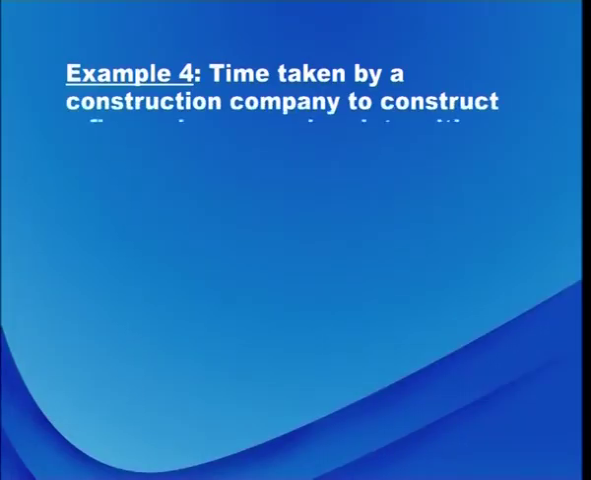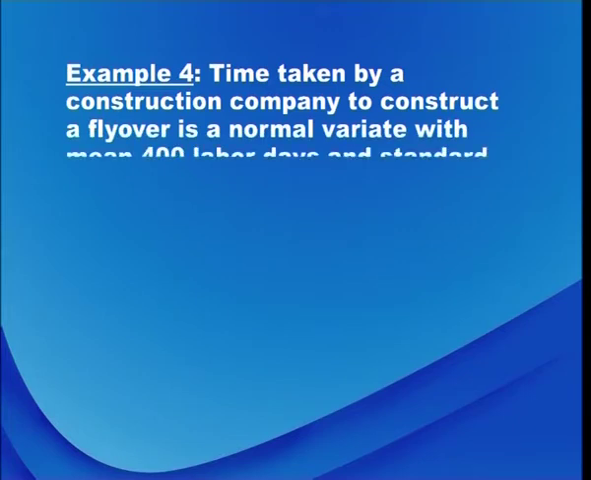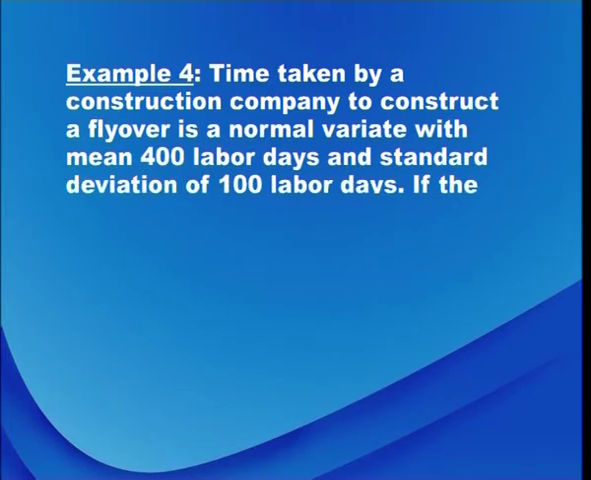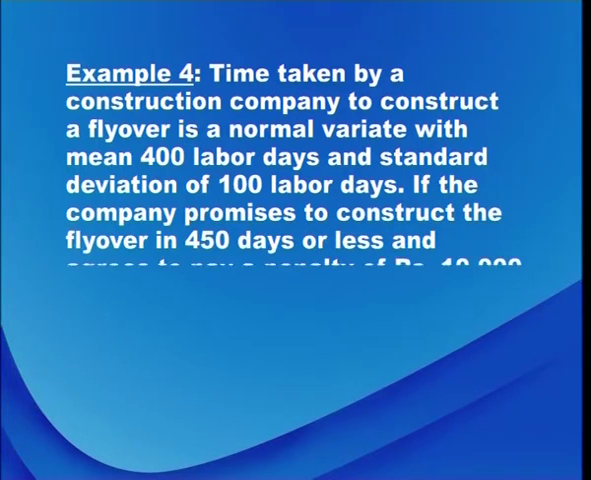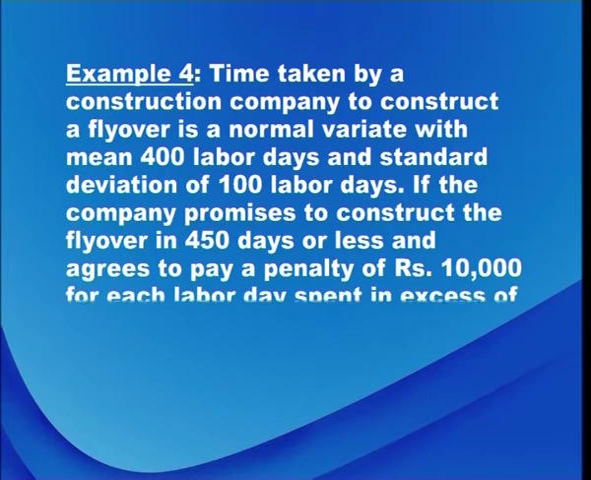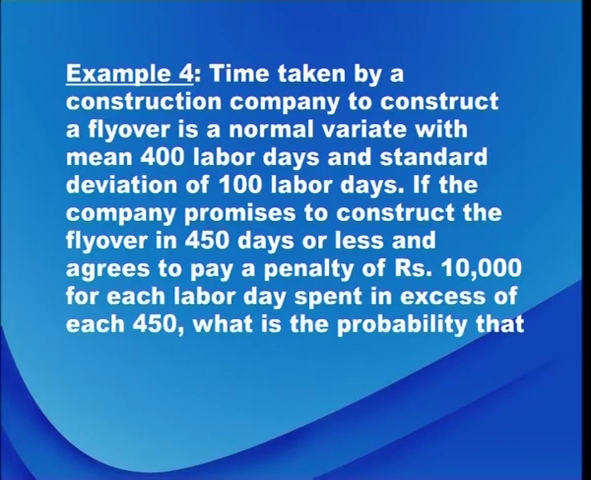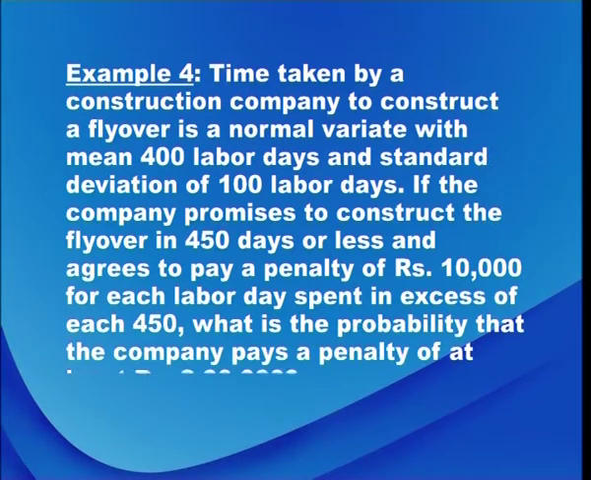Let's see another example. Time taken by a construction company to construct a flyover is a normal variate with mean 400 labor days and standard deviation of 100 labor days. If the company promises to construct the flyover in 450 days or less and agrees to pay a penalty of rupees 10,000 for each labor day spent in excess of 450, what is the probability that the company pays a penalty of at least rupees 2 lakhs?